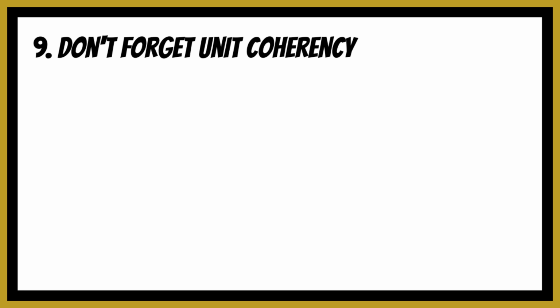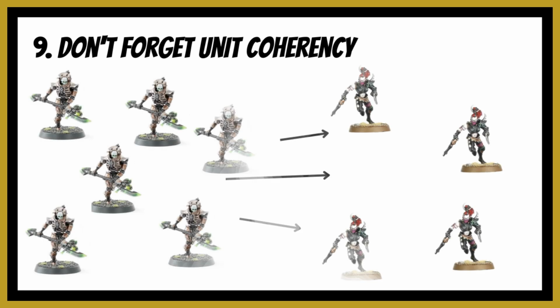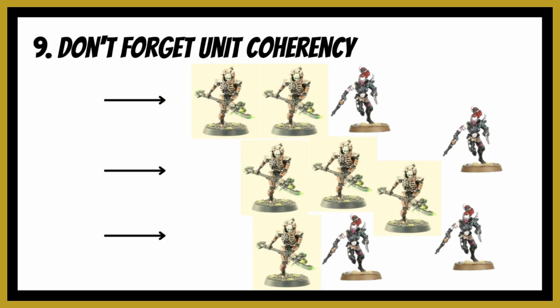Number 9, don't forget your unit coherency. So in this example, we got some more Lich Guard, we've got a unit of 6 of them, and they're going up against some Drukhari witches. So they've made the charge move, not a problem, they've all got into engagement range, they're all eligible to fight here. For whatever reason, we've done no damage to the actual witches themselves, and they've actually managed to kill 2 of our Lich Guard models.